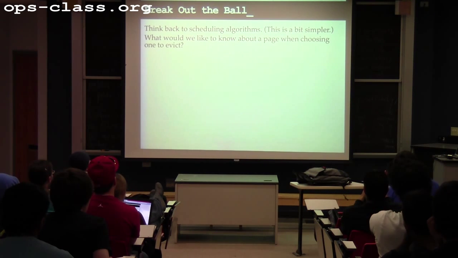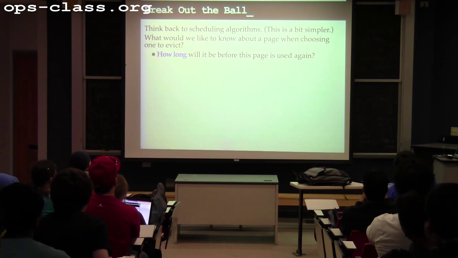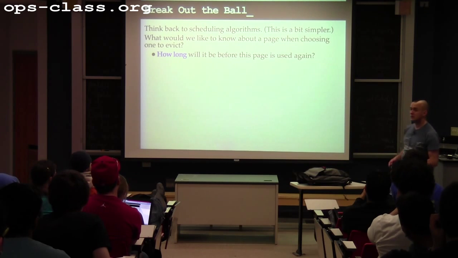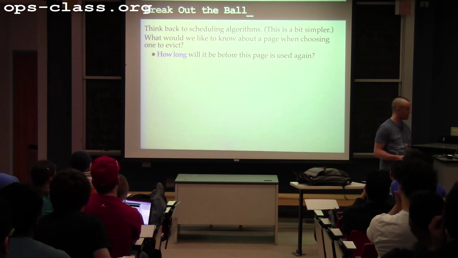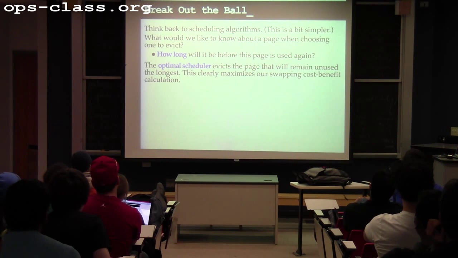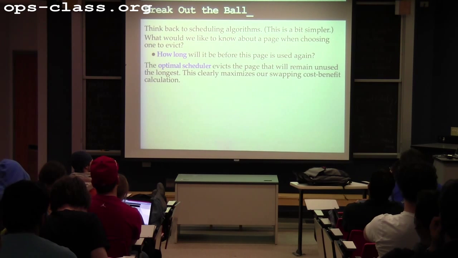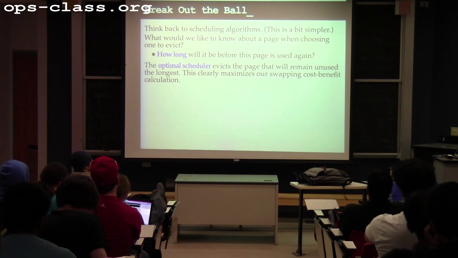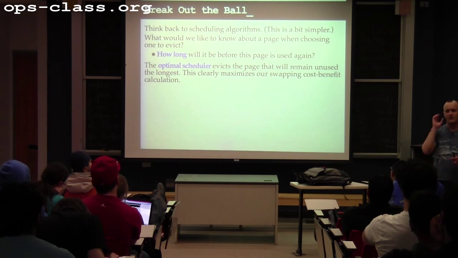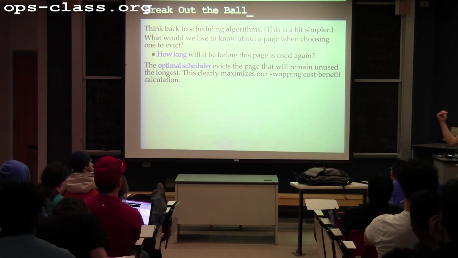When is the next time this page will be used? How long before this page will be used again? Unfortunately, I don't have a crystal ball, but this is the optimal page scheduler. The optimal page replacement algorithm picks the page that will remain on disk for the longest period of time. It's easy to convince yourself this is true because it maximizes the benefit of the swapping operation. The benefit is 4K times how long the page is out. I pick the page that's out the longest, I do the best.